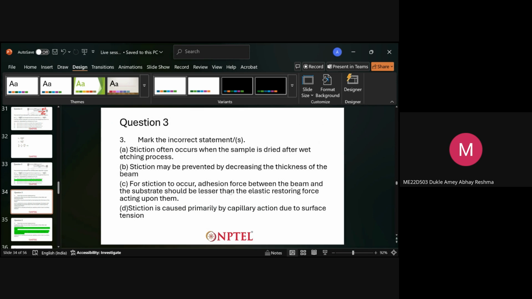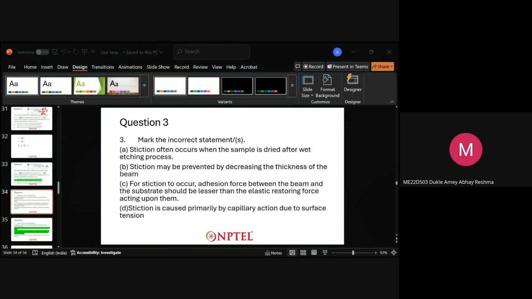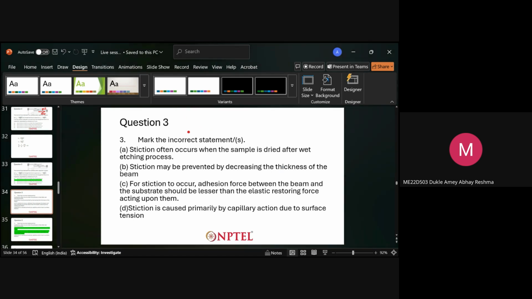So moving to the third question, mark the incorrect statement. Stiction often occurs when the sample is dried after wet etching process. Stiction may be prevented by decreasing the thickness of the beam. For stiction to occur, the adhesion force between the beam and the substrate should be lesser than the elastic restoring force acting on them. Stiction is caused primarily by capillary action due to surface tension. So we have to mark the incorrect statement. Read this carefully when you are doing it.